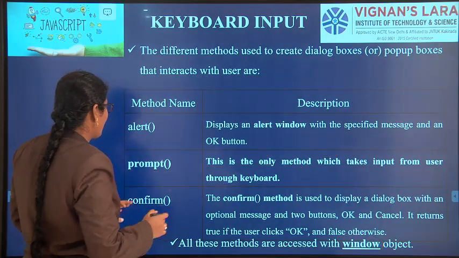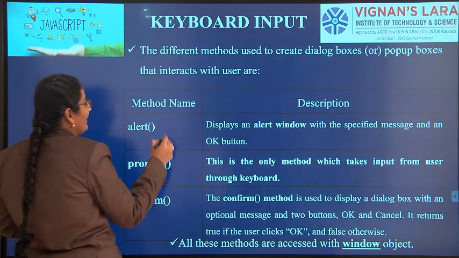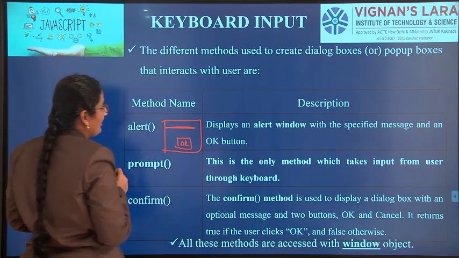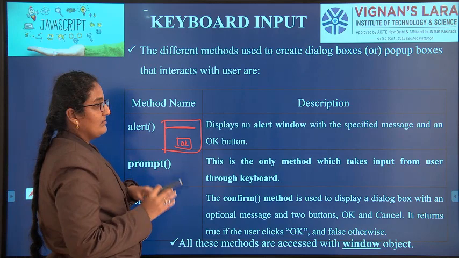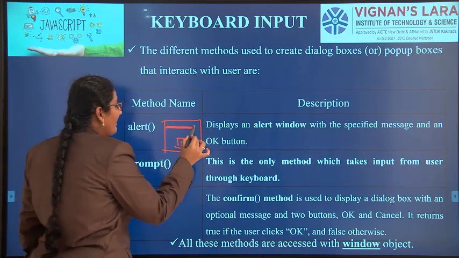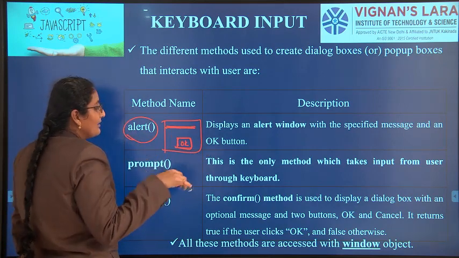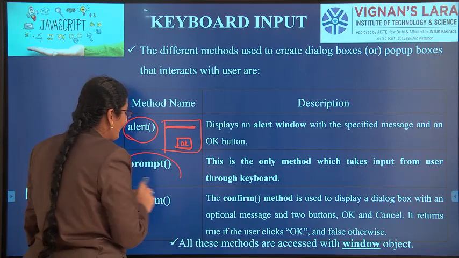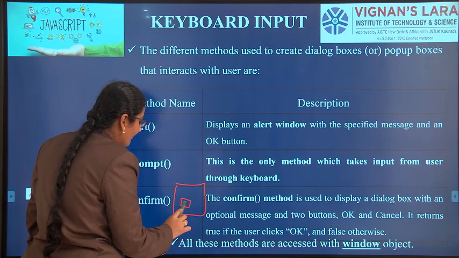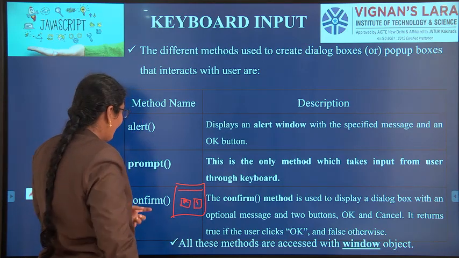So I'll show you. For alert, you will get a window with only one single OK button and some pop-up message, like do you want to save, or do you want to delete. With any message and only one OK button, if you get a pop-up box, that is alert. You can take input from the keyboard using prompt. Confirm is nothing but you will have two buttons in your window, an OK button and a cancel button. Do you want to save the file? OK or cancel. That is confirm.